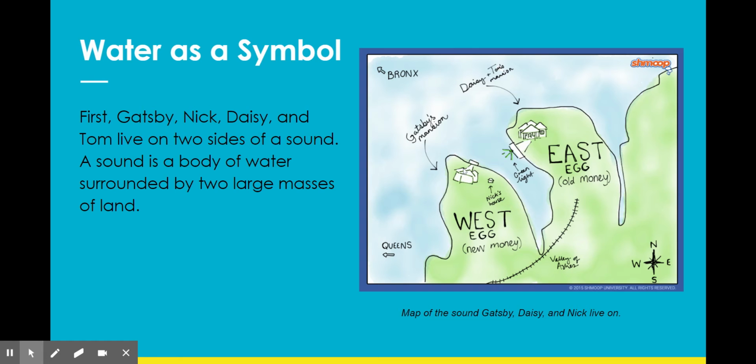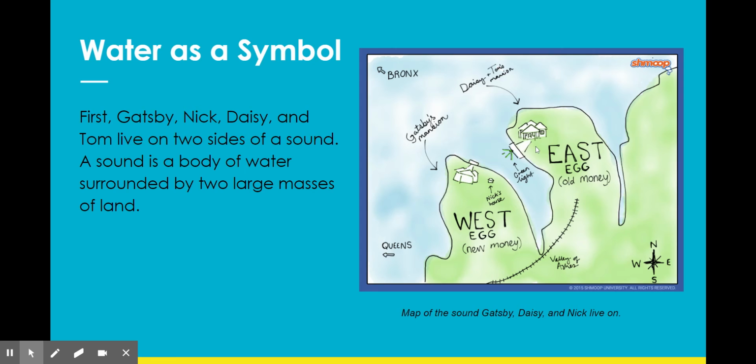So on the left side, we have West Egg, right? And that's where Gatsby's mansion is and Nick's little shack right next to it. Remember that West Egg is new money, right? People who have earned their money legally or illegally, however they might have earned it. That's where they live and where the riotous parties are. And people are very lavish and show off with all of their money, much as Gatsby does, okay?